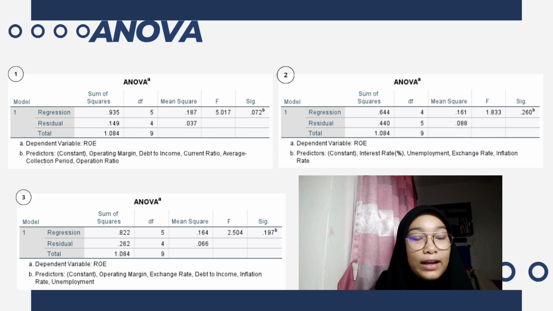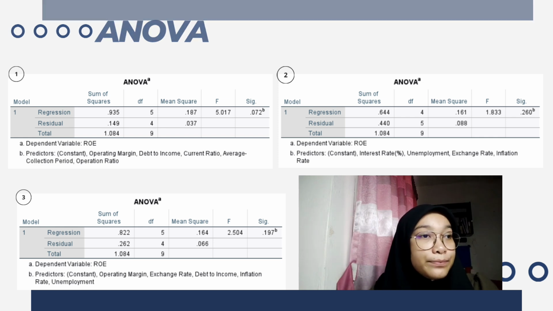Meanwhile, the external factor model has a significance value of 0.260, and the combined model shows 0.197, both of which are above 0.05. Therefore, these models are considered not statistically significant. In conclusion, only internal factors have a significant impact on company financial performance, especially on ROE.